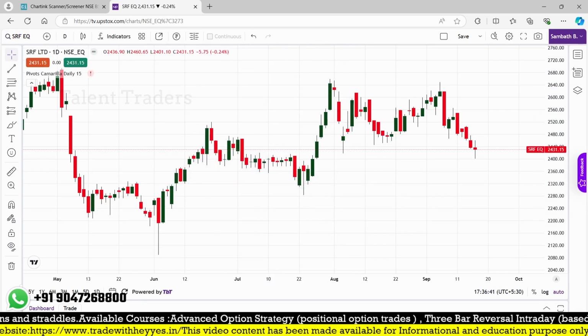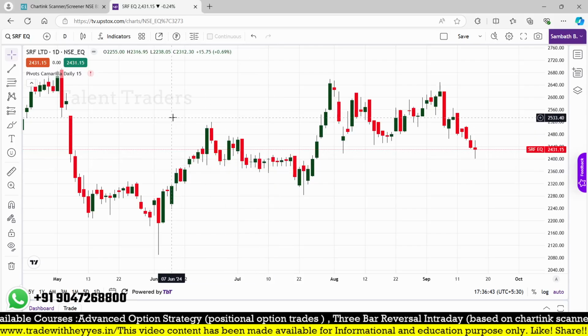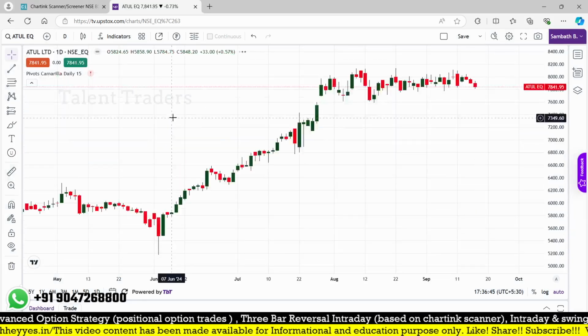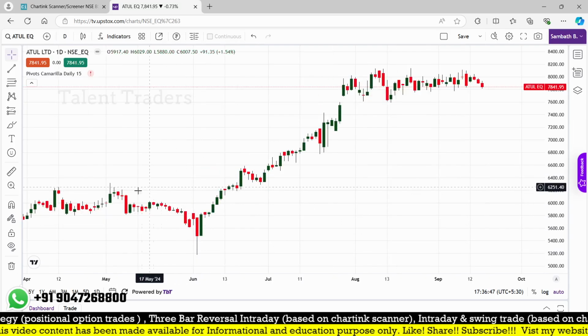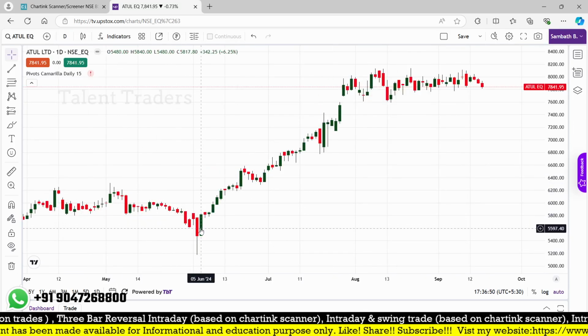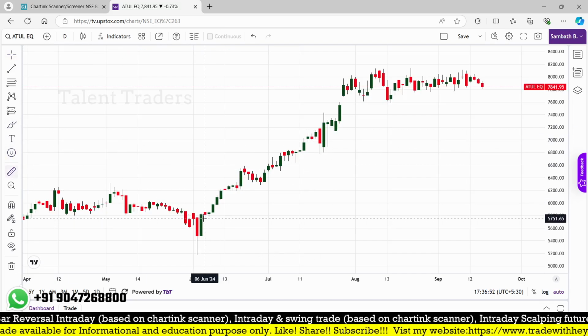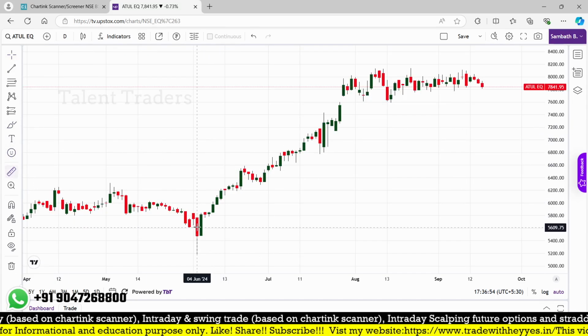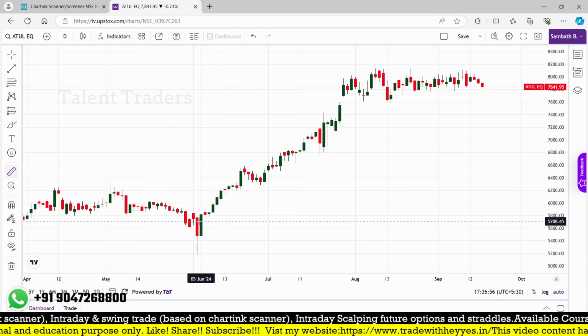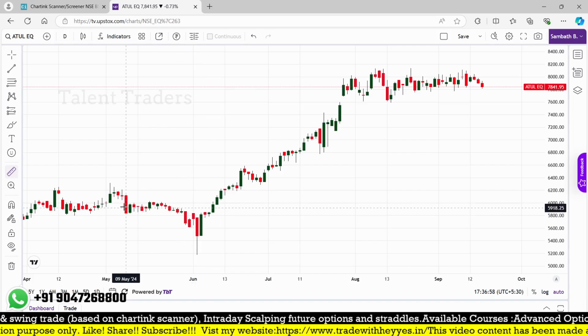Some more stocks I'm also looking at, like Atul, to find such a pattern. Here is one more, and the same pattern has formed exactly on Atul. At this point, the previous day is a perfect bearish day and the next day is an entire bullish day. So maybe the momentum shifts after a downtrend.